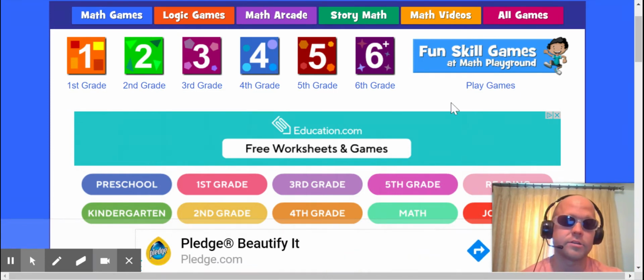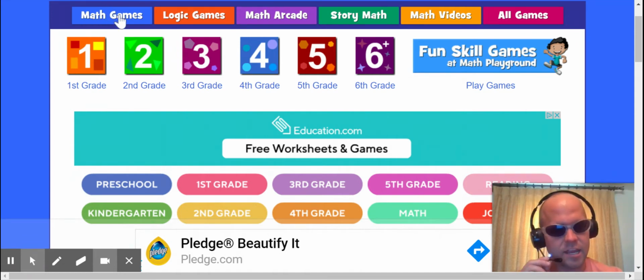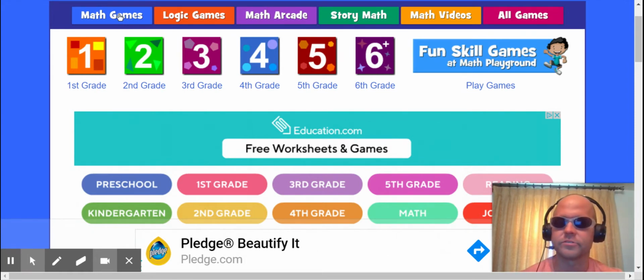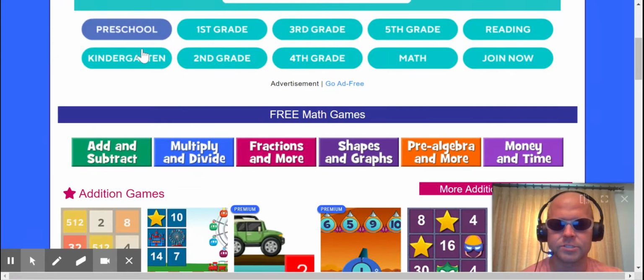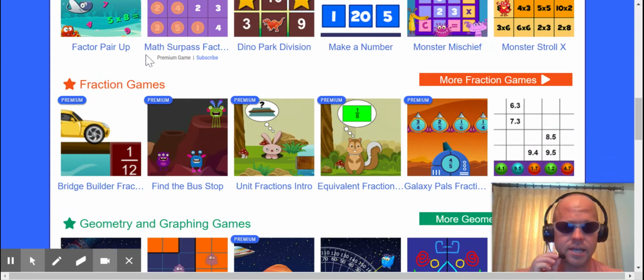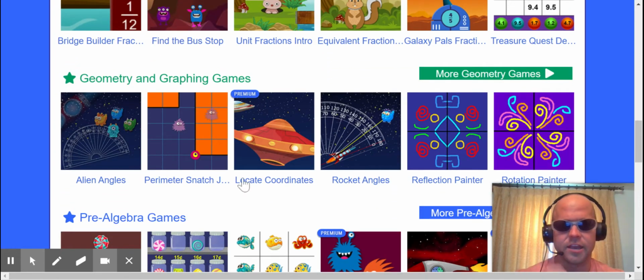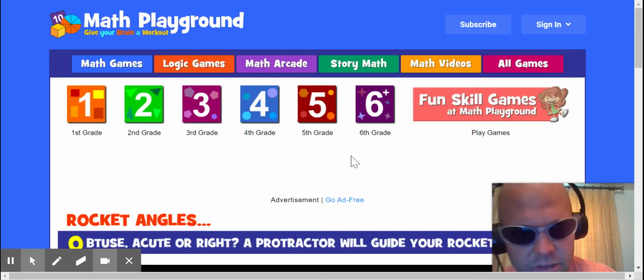Today we're on Math Playground, and I'm going to show you a game that I play sometimes in class. It's an interesting game based on angles. I don't think any of you have actually been exposed to this yet, so I'll try to explain it as we go. In Math Playground, go to your math games, and then go down here, and it is a graphing game. I'm not sure what the difference is between alien angles and rocket angles. I always play rocket angles, so that's what I'm going for.